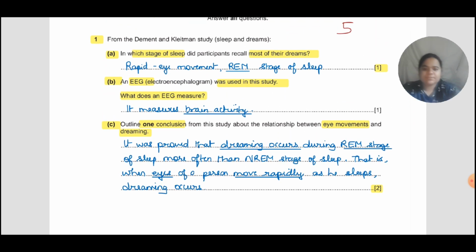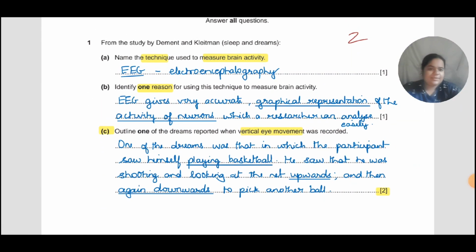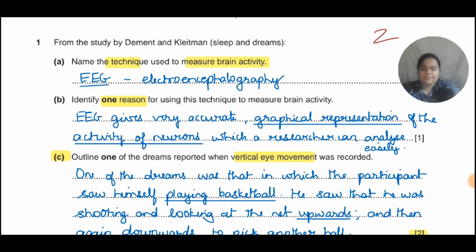One of the students, when I asked her the question about what an EEG measures, said it measures brain activity. And this is correct. Whether we say activity of neurons, amplitude and frequency of neurons, or brain activity, all of these are correct. The question that can come from the topic psychology being investigated is, name the technique used to measure brain activity.